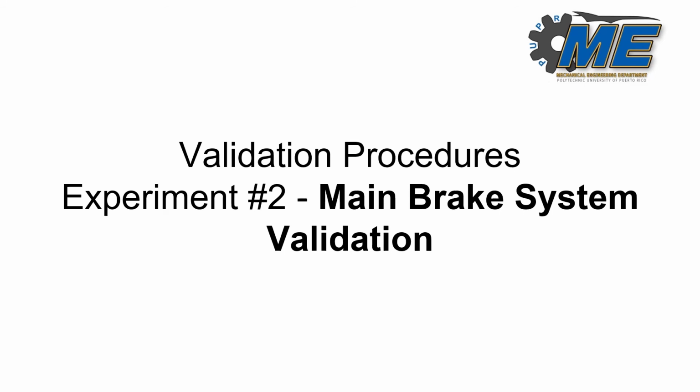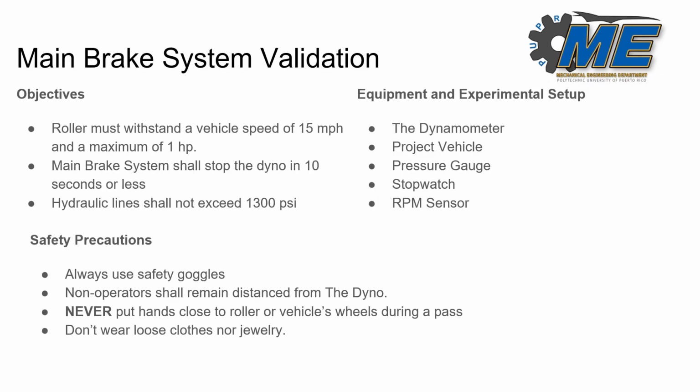So now we're going to be going over the validation procedures for the second experiment, which is going to be the main brake system validation. For the main brake system validation, we're going to have first our objectives, which is that the roller must withstand a vehicle speed of 15 miles per hour and a maximum of 1 horsepower. The main braking system shall stop the dyno in 10 seconds or less. Our hydraulic line pressure shall not exceed 1300 psi.